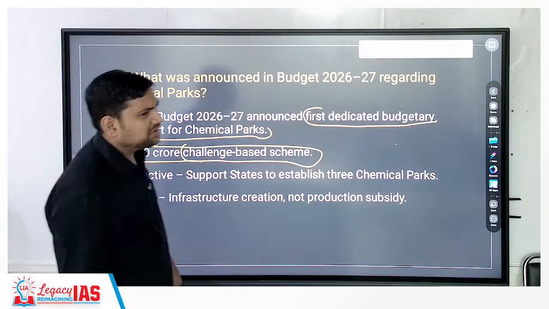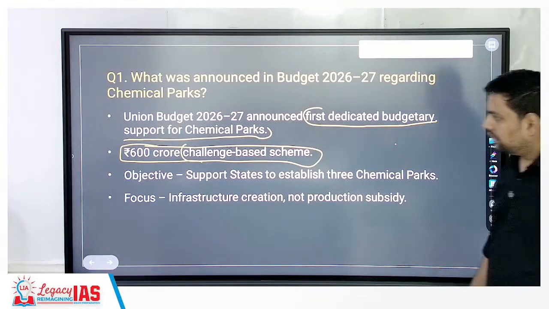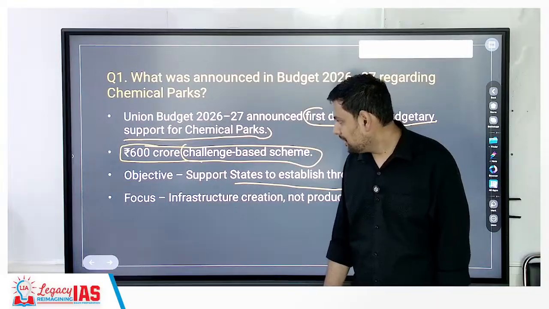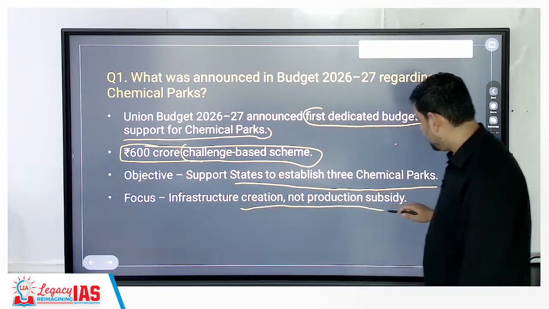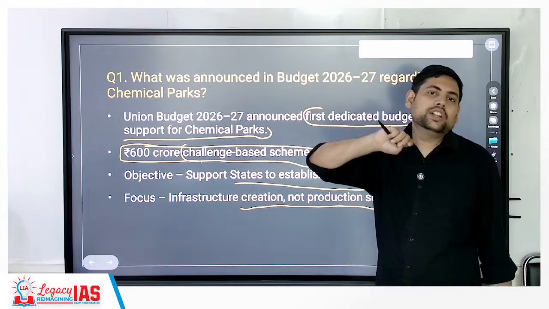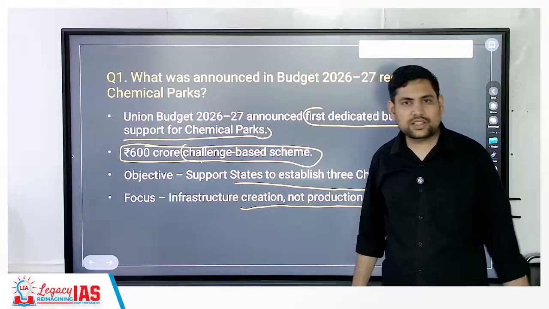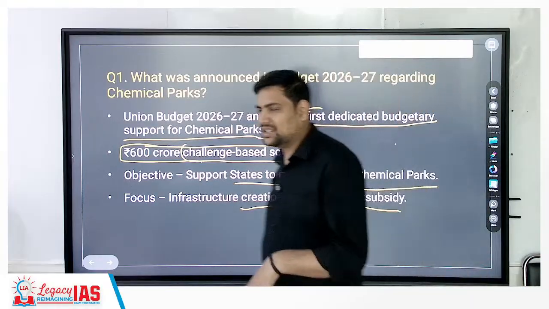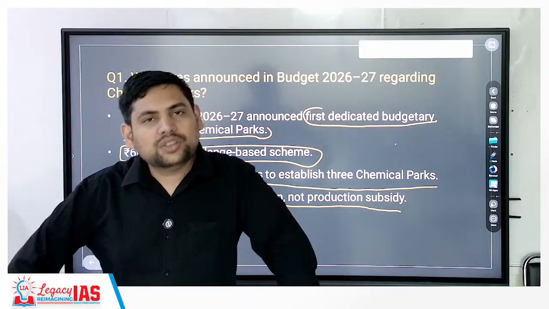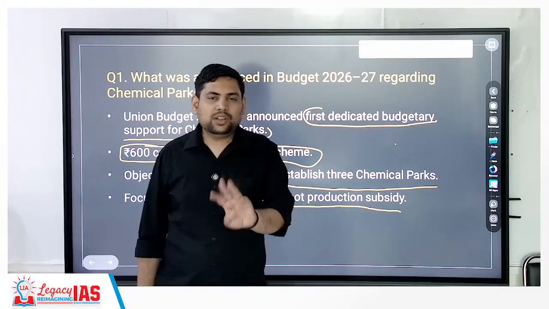Now, you need to understand what is this challenge based scheme. So what they are doing, the objective is to support states to establish 3 chemical parks. Now, the focus is infrastructure creation, not production subsidy. Basically, they are saying that we will develop 3 chemical parks, not in every state, otherwise it will be very small chemical parks and it will not be able to achieve economies of scale. So across India, in total we will develop 3 chemical parks.